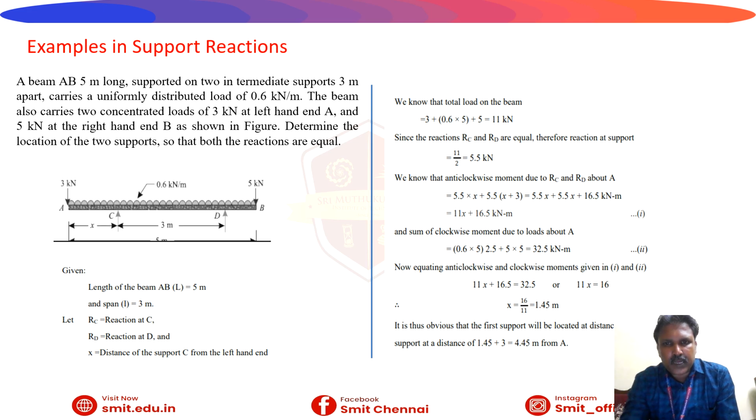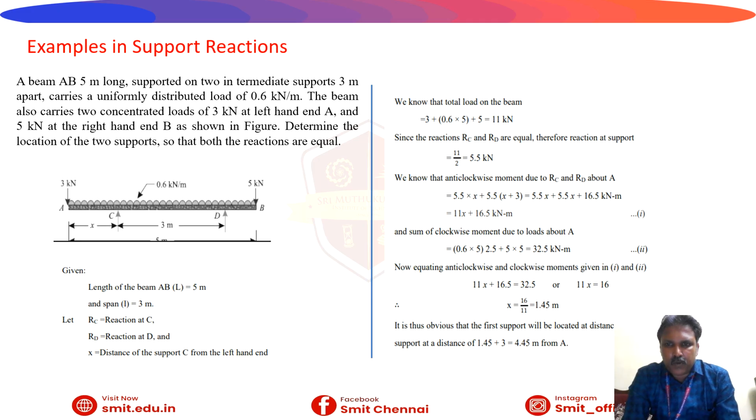Now the total load we can add: 3 kilonewton plus 0.6 into 5 plus 5. 0.6 into 5 means the distributed load into how much it is distributed. Then plus 5 is the another point load. Then the reactions RC and RD are also equal. Then it is 11 by 2, that is 5.5 kilonewton.